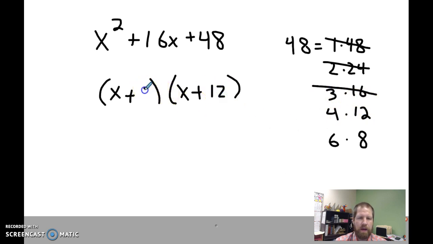Okay, so I can look at 4 and 12. I've got x times 12, 12x, plus 4 times x, 4x. And yeah, that's going to equal 16x, and that'll work. So you can guess and check, but you can also start to cross off some of the options. You can eliminate some of your options to speed things up.